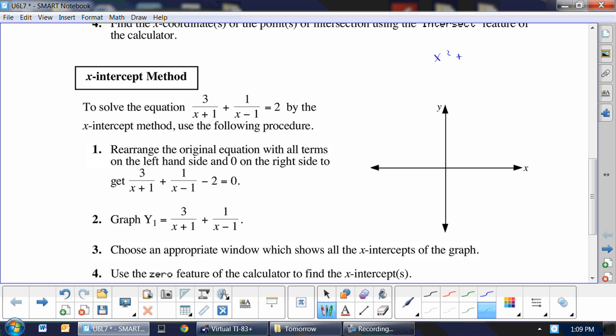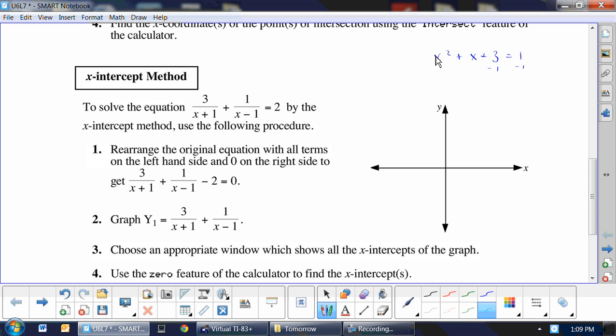If we had x squared plus x plus 3 is equal to 1, some people would do it where they put y1 is this and y2 is this. But we also talked about how you can make it minus 1, x squared plus x plus 2 is equal to 0. And then you find the x-intercepts, right? We can do the same thing with these problems.